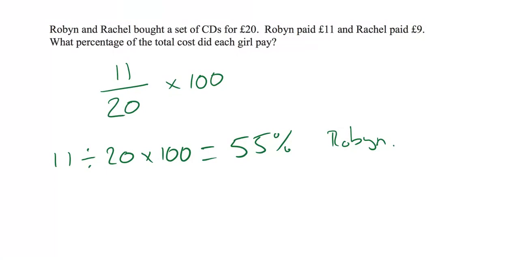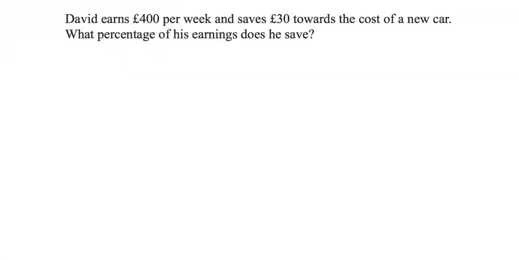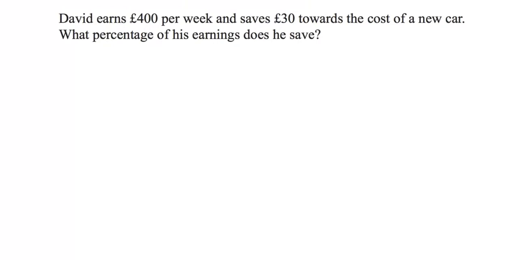Now, Rachel paid 45%. Now, how did I get that without doing any work at all? Well, clearly the two percentages must add up to 100 because that £20 is the 100% of the whole thing. So if I've already used 55, then it's just going to be another 45 to make it up to 100. So Rachel paid 45%.